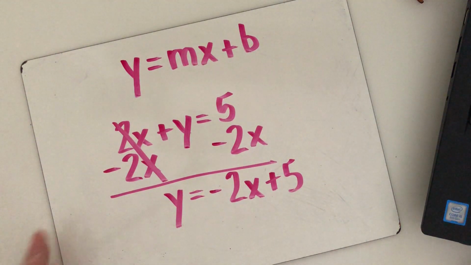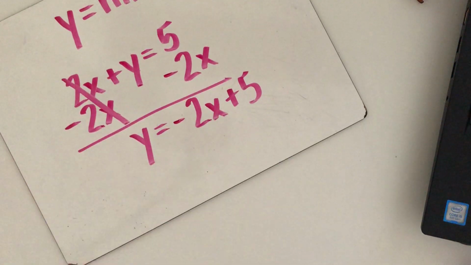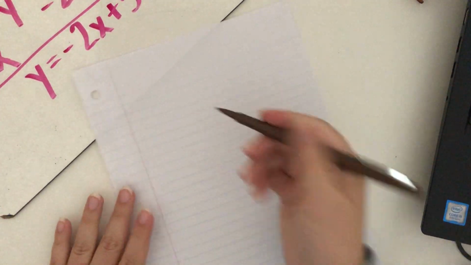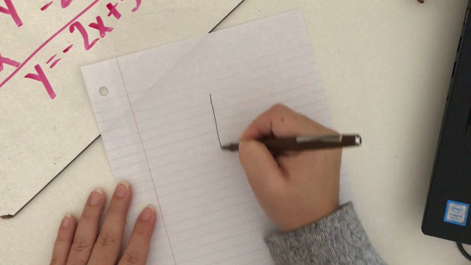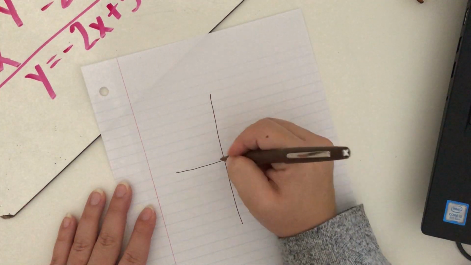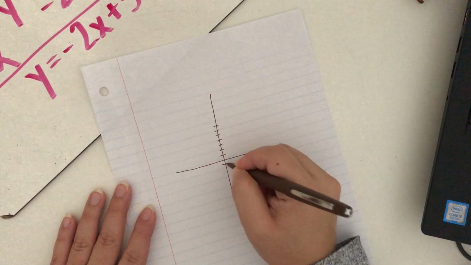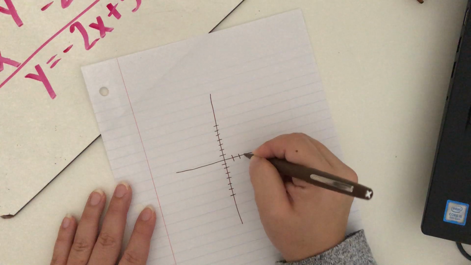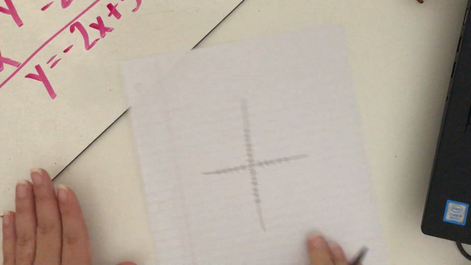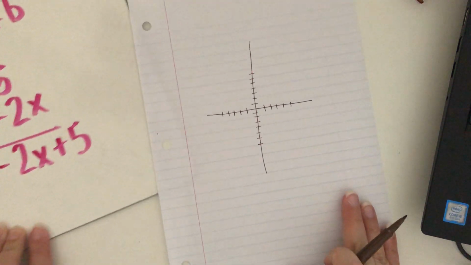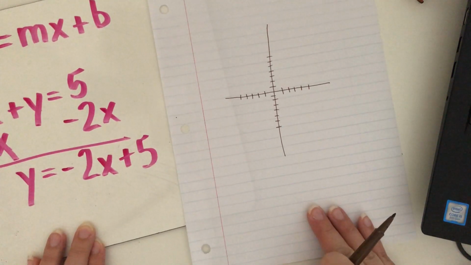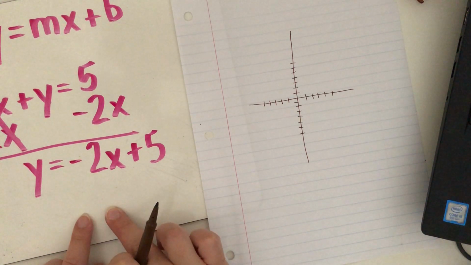So let's say I wanted to graph that line. Let me do this. All right, so I have my coordinate plane here. 1, 2, 3, 4, 5, 6, 7. 1, 2, 3, 4, 5, 6, 7. 1, 2, 3, 4, 5. All right, so I need to look at my equation first. All right, perfect. So this is my equation, right?